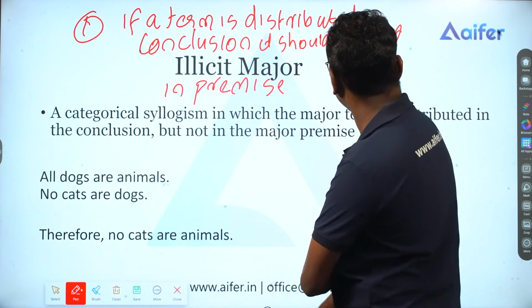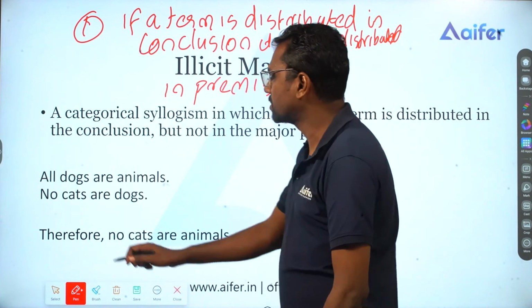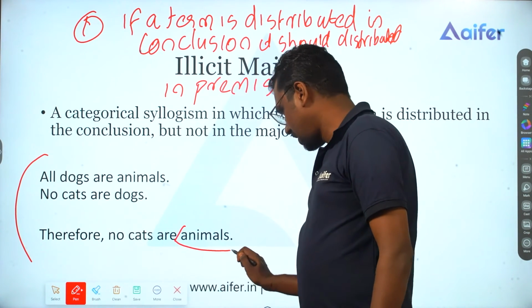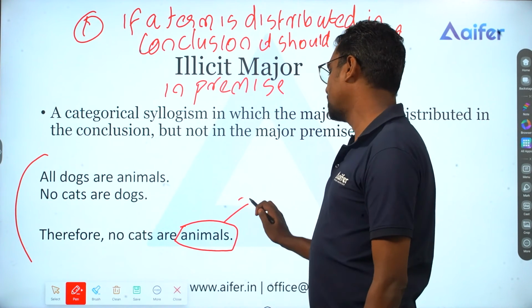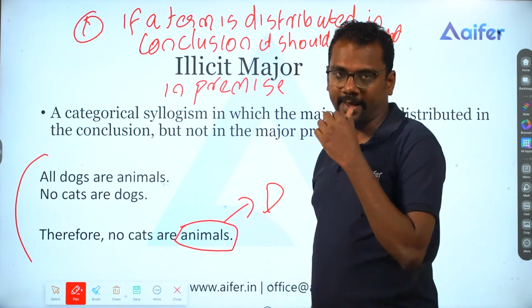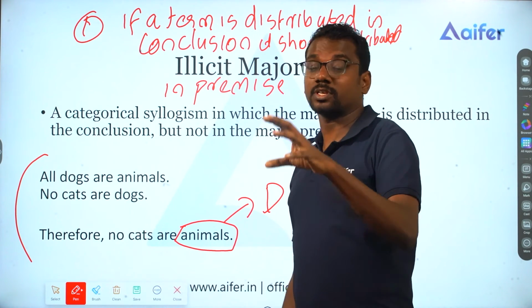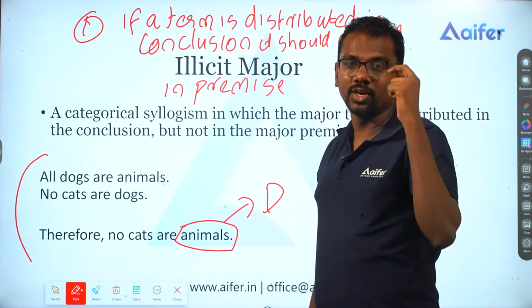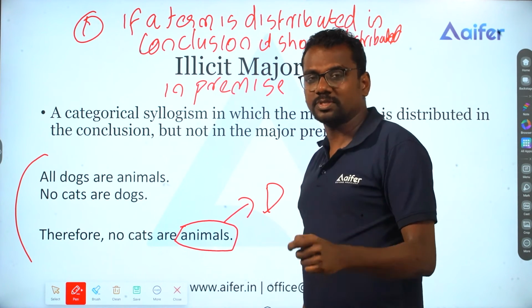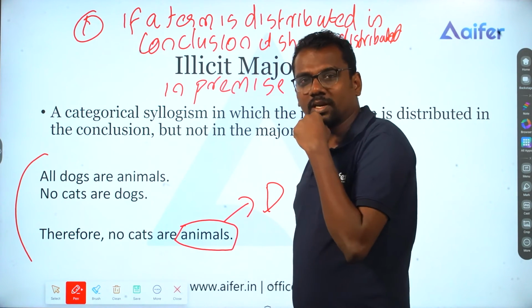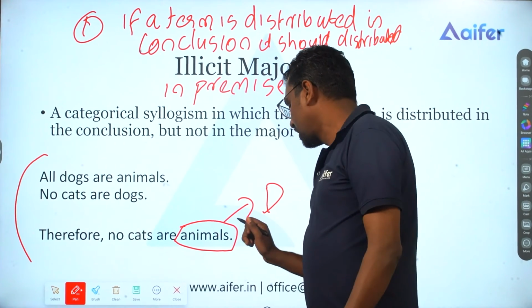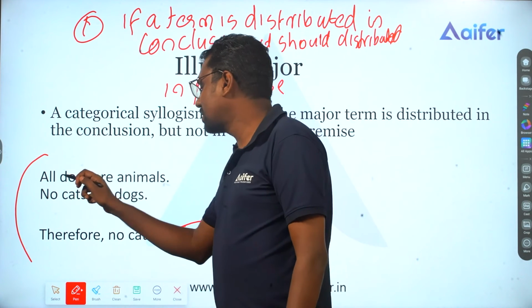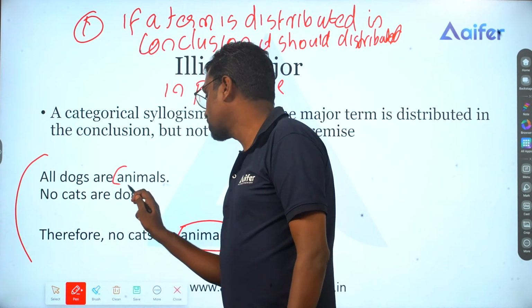So we have this example. Here we have the major term animals distributed because this is a universal negative. In universal negative, we have both the subject and predicate as distributed. So here animals is distributed, but in the premise, which is a universal affirmative, animals is undistributed.